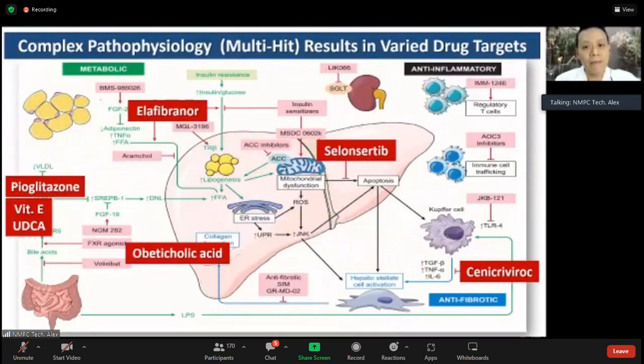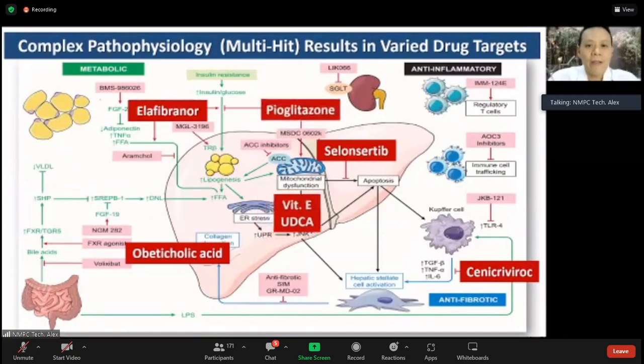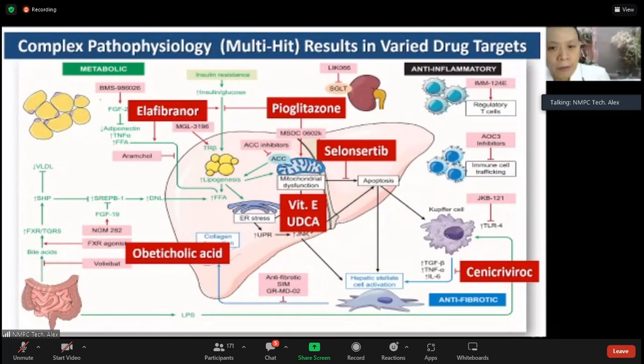Now the other drugs, elafibranor, selonsertib, and cenicriviroc, unfortunately, the phase 3 trials have come out and have shown them to be not effective for patients with fatty liver disease. So we won't see them, I guess, in the present form and dosage for fatty liver disease. Now, the three drugs that are available to us and that have been shown in trials to have an effect on fatty liver disease are pioglitazone, vitamin E, and UDCA.